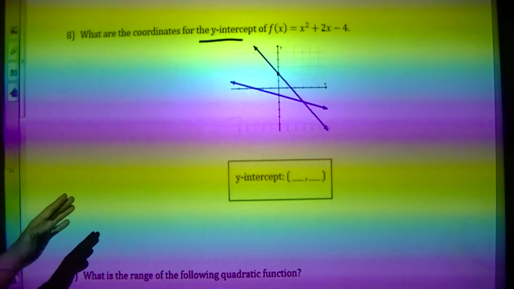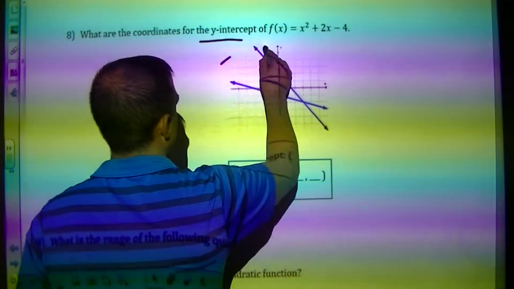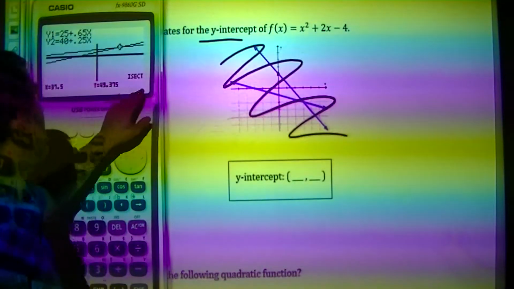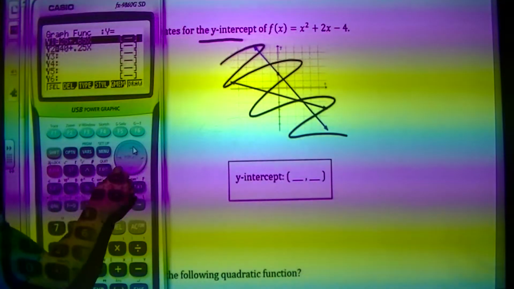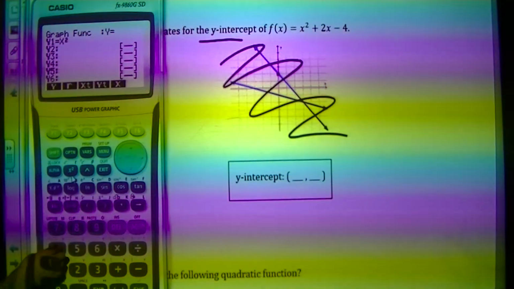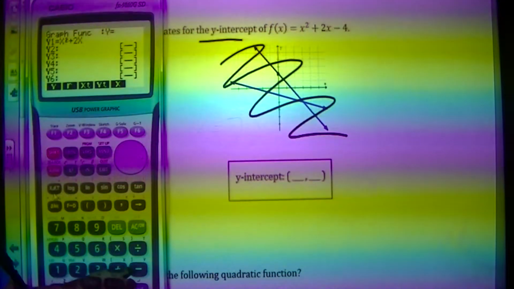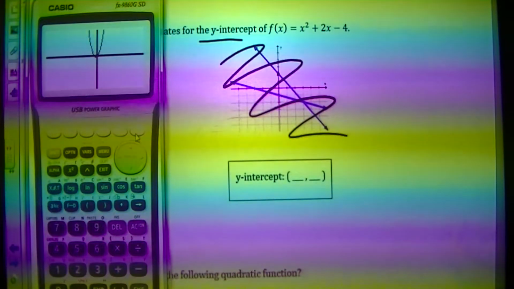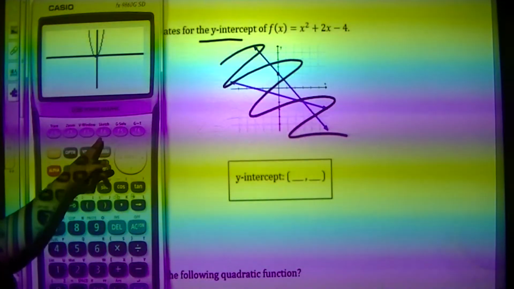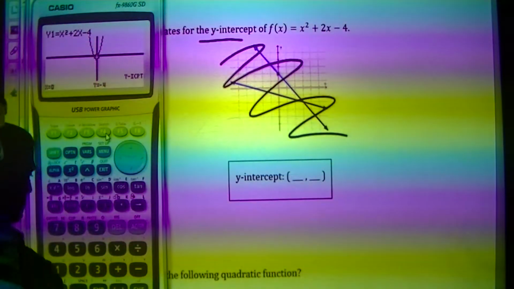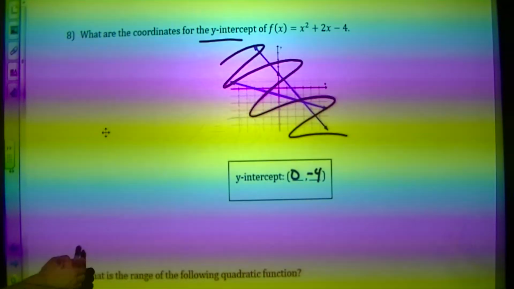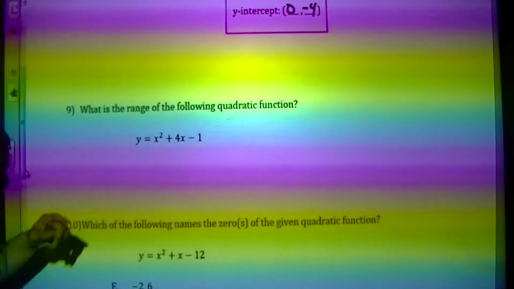That's the wrong graph, so what you should do is go into your calculator. x squared plus 2x minus 4, draw. G-solve, y-intercept, and it's 0, -4. So please ignore that picture. You want to graph it. What is the range of this?